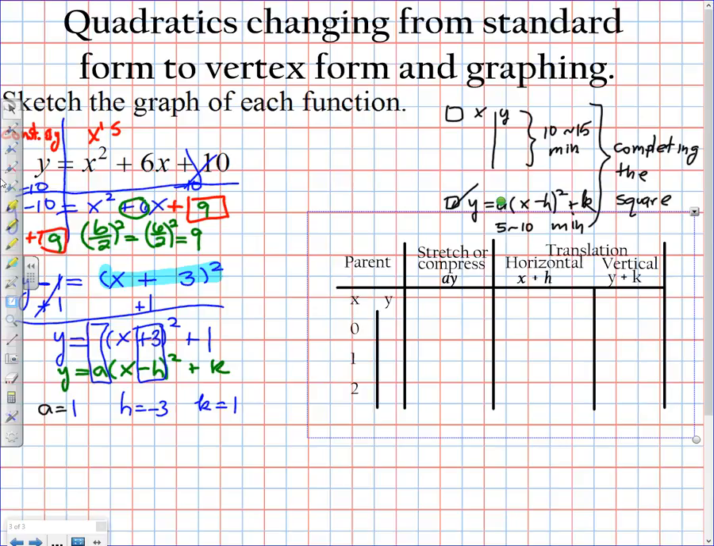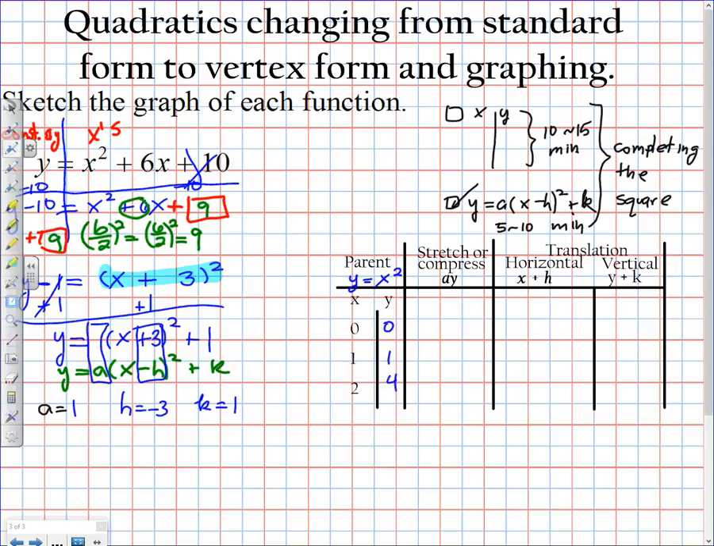What you're going to do is do the following. The parent is y is equal to x squared, and that is the parent for all parabolas. So if x is 0, 0 squared will give you 0. If x is 1, 1 squared will give you 1. If x is 2, 2 squared will give you 4.